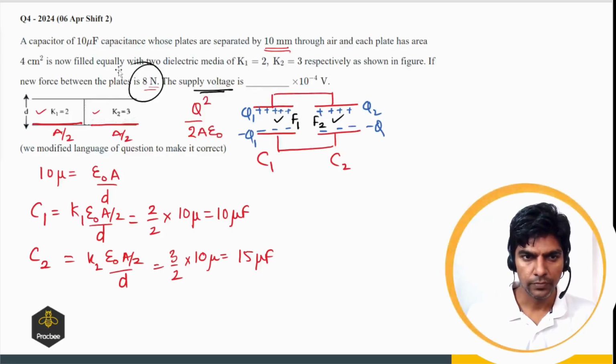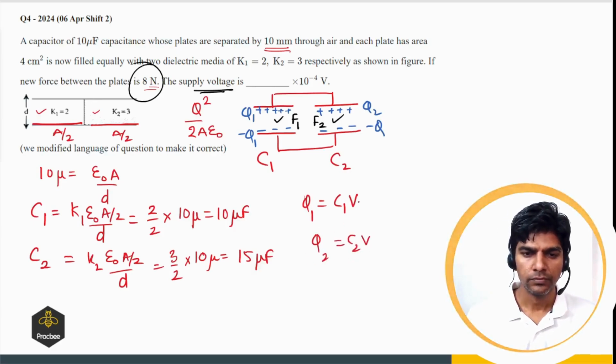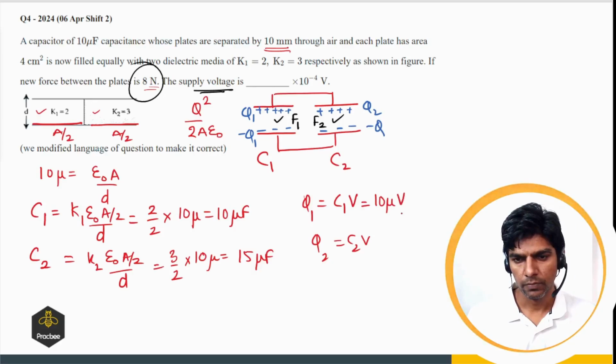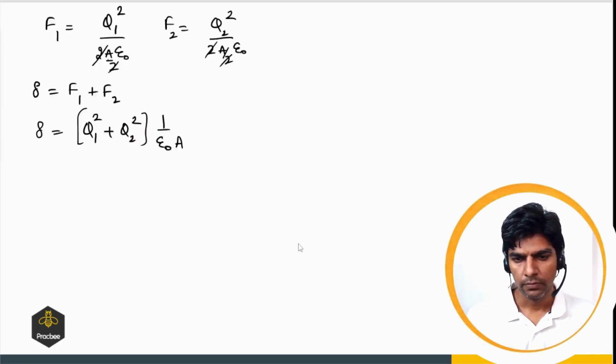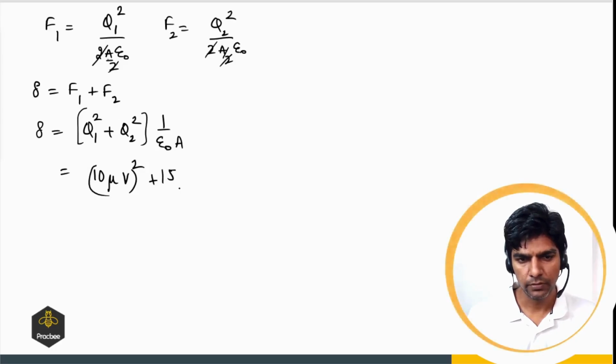And what is Q1? So let us first find Q1. Q1 is C1 times the voltage, right? And Q2 is C2 times the voltage. And C1 is 10 microfarad. And C2 is 15 microfarad. So let us put the values. Plus 15 microfarad times V square, and then we have 8 epsilon naught times A.